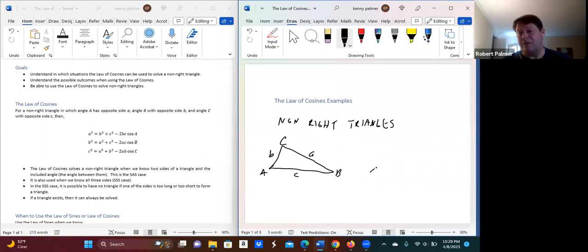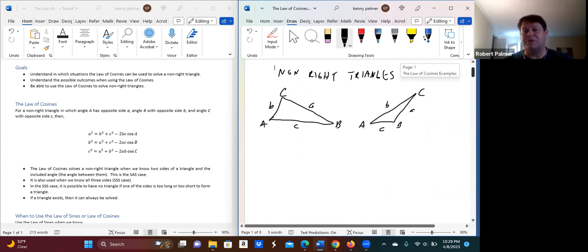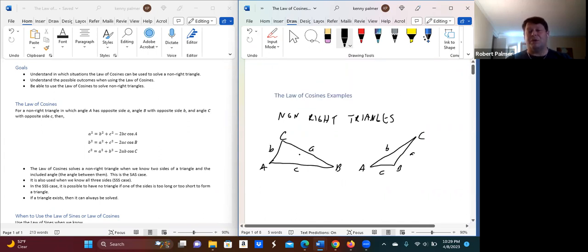Or you can have one angle that's bigger than 90 degrees. So we'll label it the same way. So here's side A, side B, and side C. So these are non-right triangles, basically a triangle that does not have a right angle. Sometimes called an acute triangle, and this one is called an obtuse triangle.